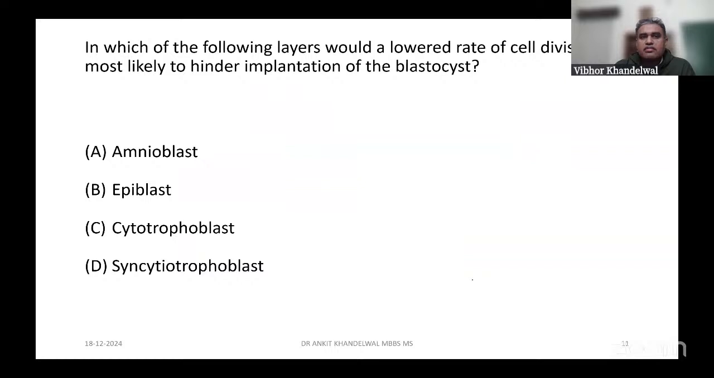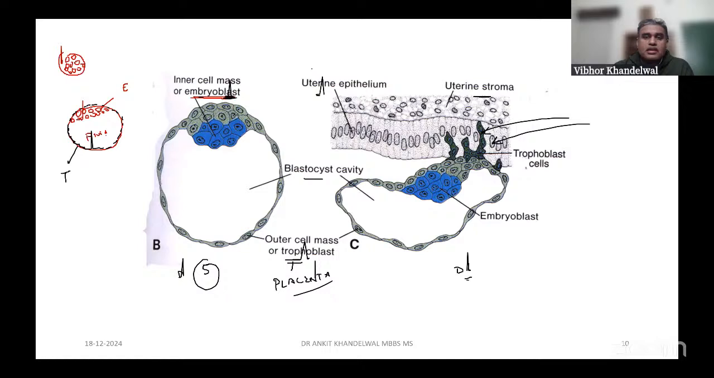Now let's move to the second week. But before that, a couple of questions over here. In which of the following layers would a lowered rate of cell division be most likely to hinder implantation of the blastocyst? Basically, they're asking you, in this image, which cell having a low rate of cell division would hamper implantation.